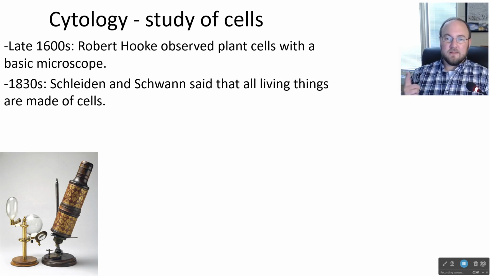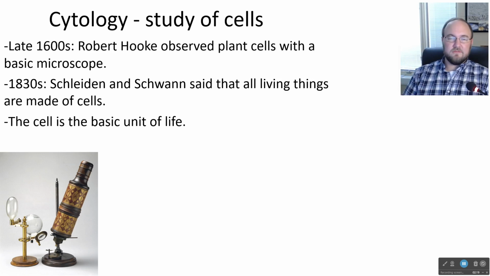They said that all living things are made of cells, that cells can only come from other cells. They don't just magically appear with spontaneous generation. So what did I say? All living things are made of cells. Cells have to come from other cells, and the cell is the basic unit of life. If it's smaller than a cell, then it's not really alive. Sorry, viruses, you don't quite make the cut.